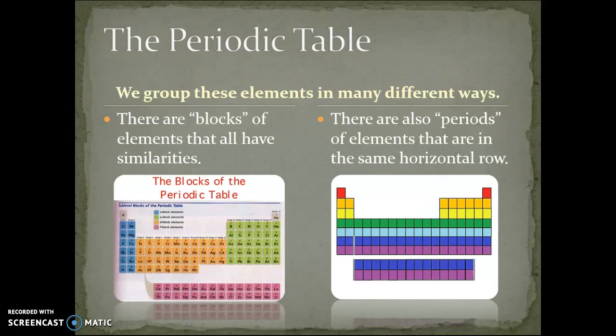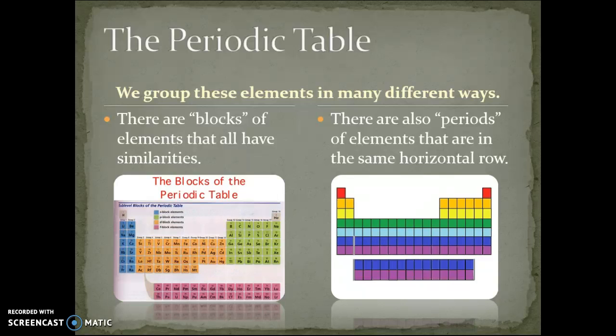We can divide them into blocks. If you look at the periodic table that's on the wall in the classroom, they have blocks labeled. There's an S block, a P block, a D block, and an F block. There are certainly similarities between the elements that are in a particular block, and so it's a good way to be able to talk about the elements.